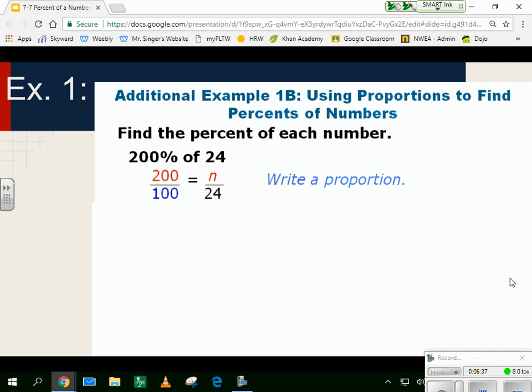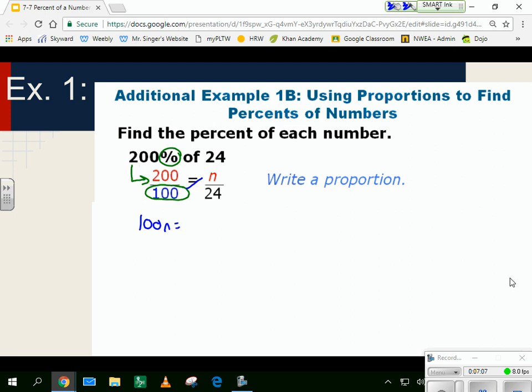So I set up my proportion the same, the percent there, and it's always out of 100. Okay? And we know that the part we're looking at is 24, so that's our whole, so it goes on the bottom. But the part we're looking for, we don't know, so I'm going to use the variable n again. So remember, once we write the proportion, the next step is to cross multiply, or find the cross product. So if I do 100 times n, that's 100n.